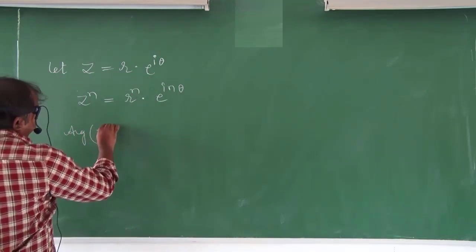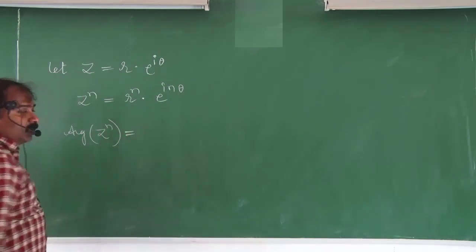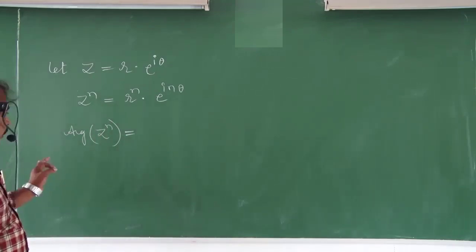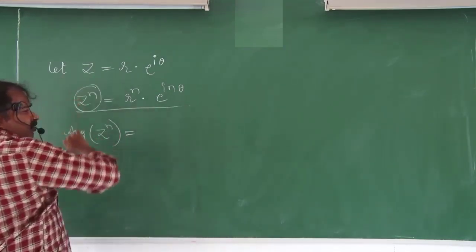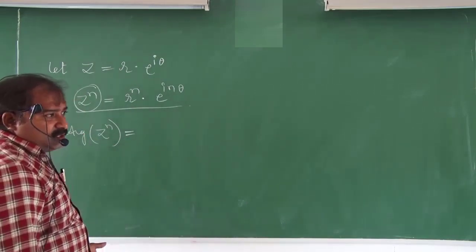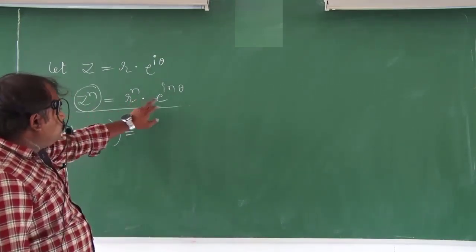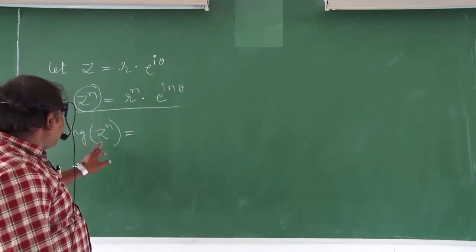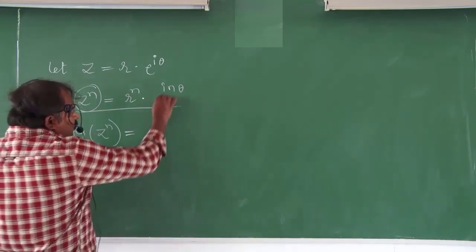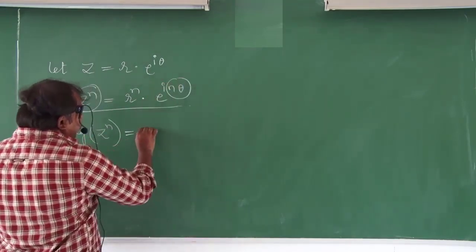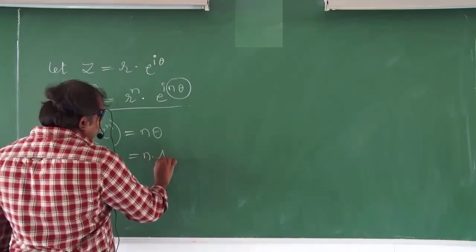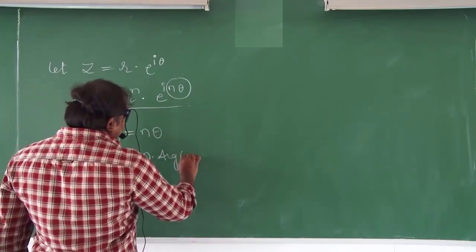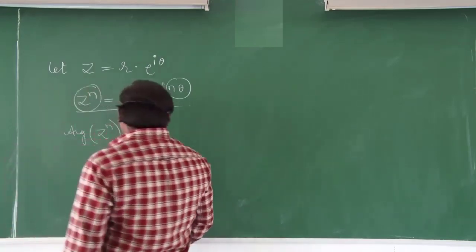What is the argument of Z power n? Tell me. This is one complex number only, na? For this Z power n, it is a complex number. This is the modulus value. This is the argument value. So what is the argument of Z power n? Here, this is the argument, n theta, which is equal to n times the argument of Z.